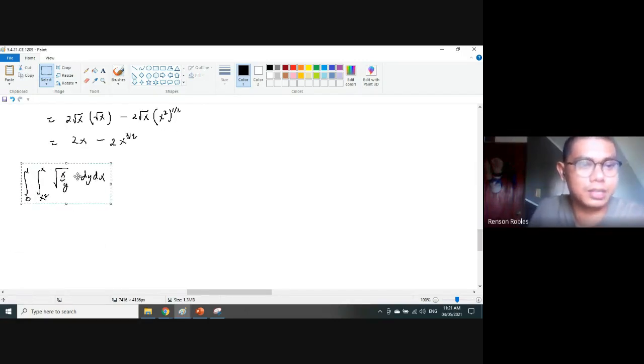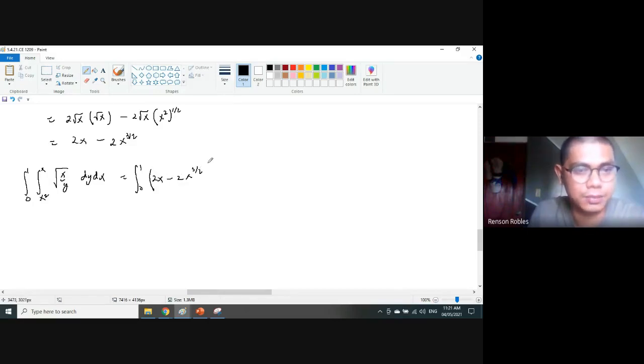So you can now erase the inner integral. So you only have the integral from 0 to 1 of 2x minus 2x raised to 3/2, then finally dx. And then integrate. Then 2x squared over 2 minus 2x raised to 5/2. Then you just multiply this by the reciprocal of that. Then evaluated from 0 to 1.